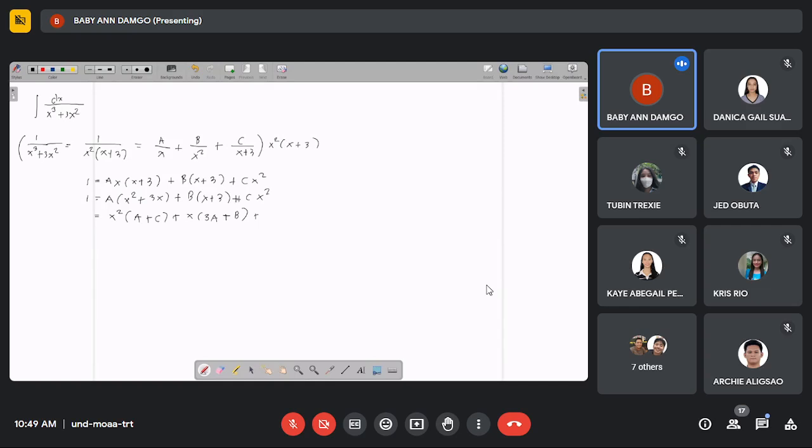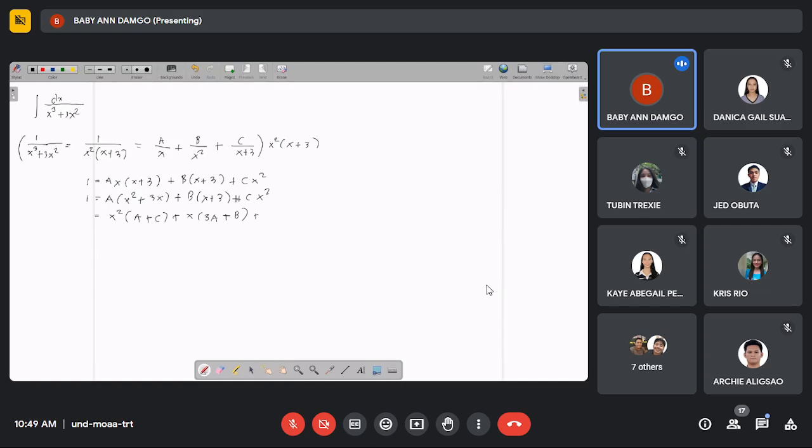Okay, since this is equal, the coefficient for the variable x squared should be the same. So we have a plus c is equal to 0. And the coefficient of x on the left is 0, so we have 3a plus b is equal to 0. Next, we have 3b, and the constant from the left side is 1. So we have 3b is equal to 1. Okay, so here our b is 1/3.